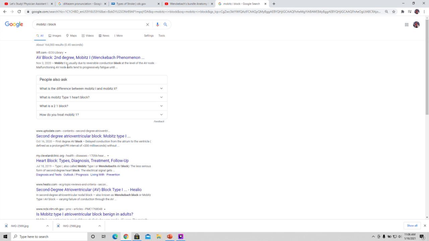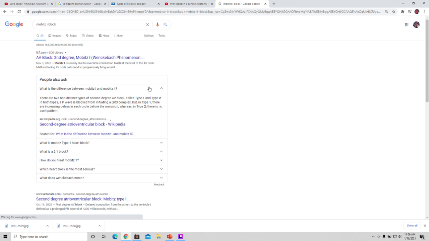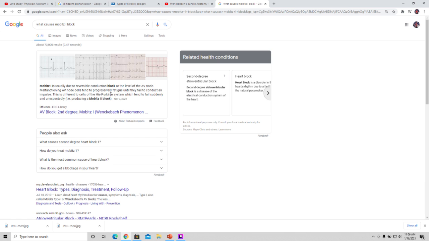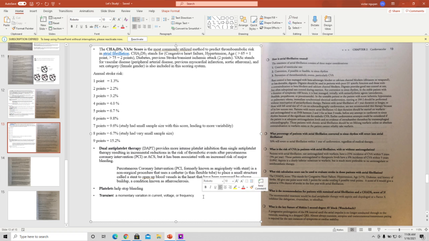Wait, Mobitz. What causes it? Malfunctioning AV nodes tend to progressively fatigue until they fail to conduct an impulse. Alright.